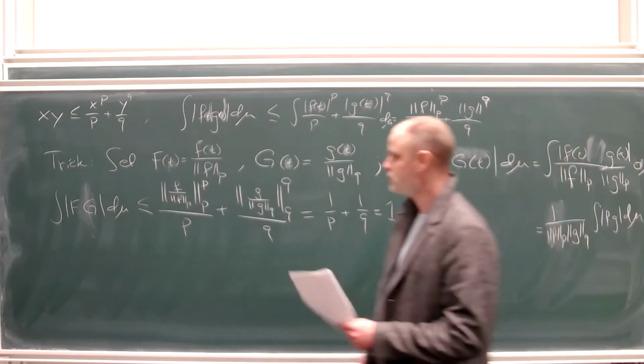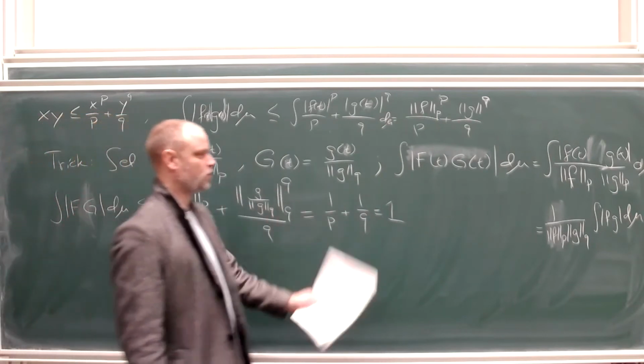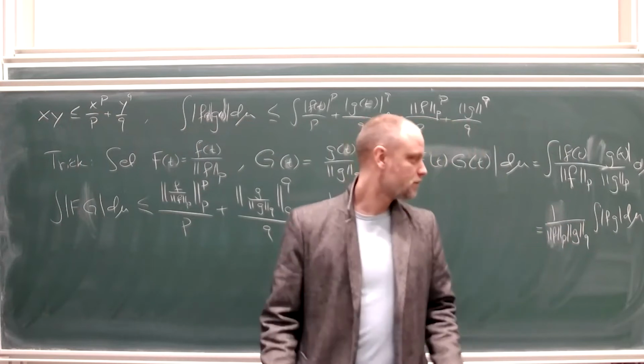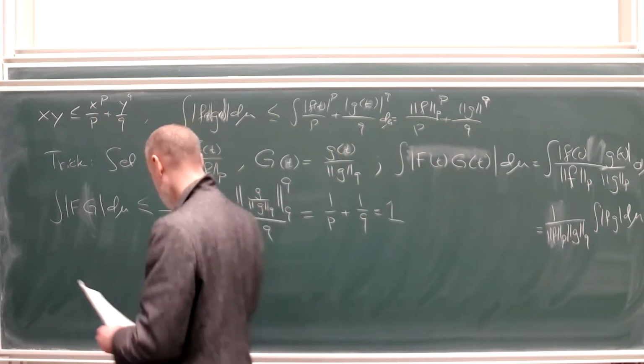Okay, so that was Hölder's inequality, right? This is less than or equal to 1. It means that this quotient here is less than or equal to 1. So this is less than or equal to this product, Hölder's inequality.